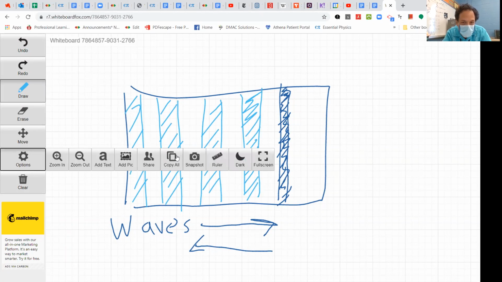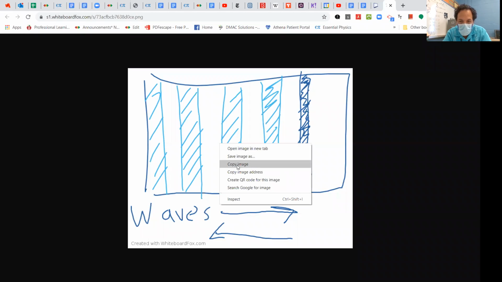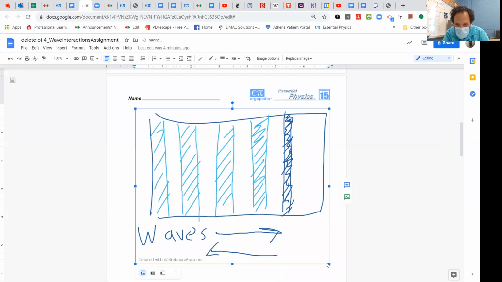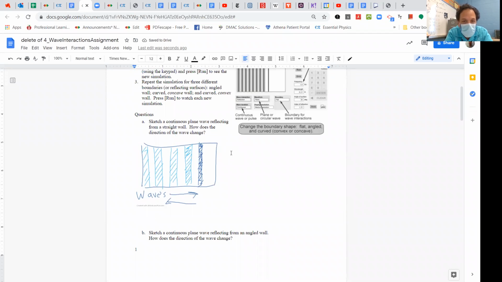So for this one, then you say, take a snapshot of that, copy image, and then you could just throw it into your thing here. And you can make it a lot smaller. And then you could write a little bit.